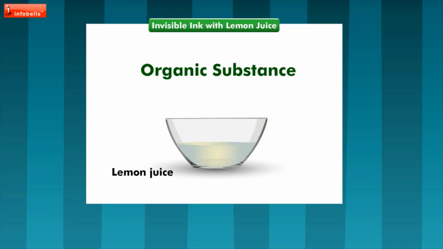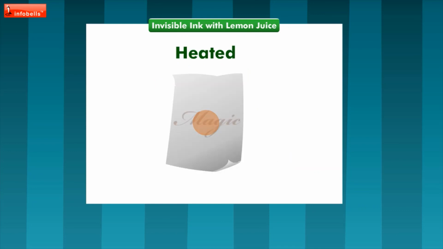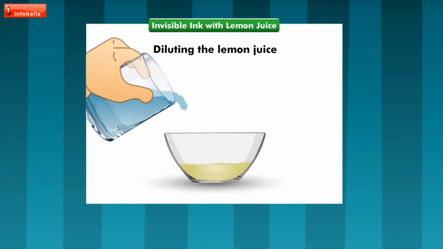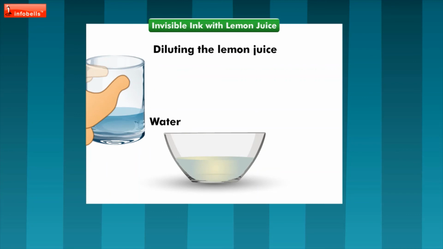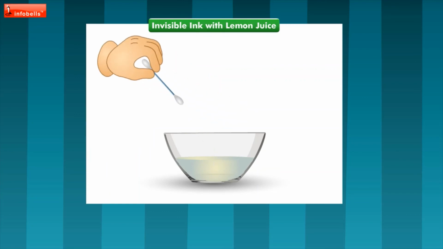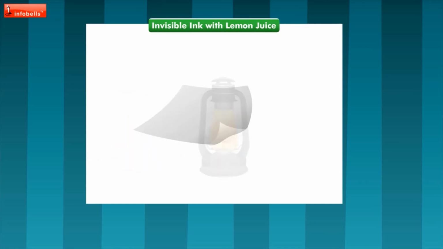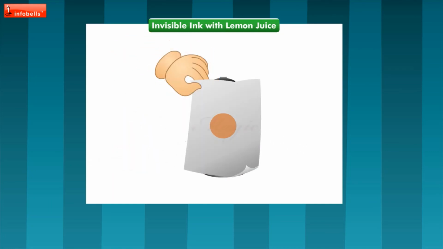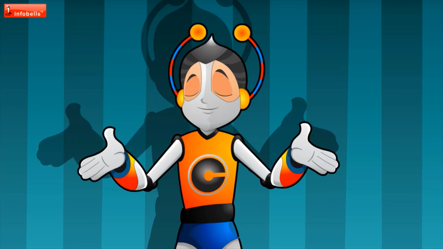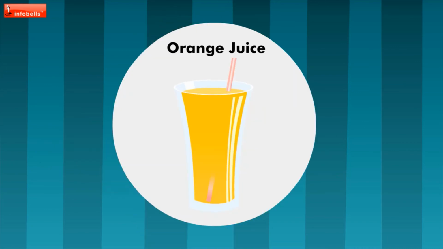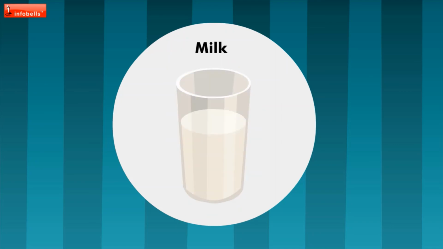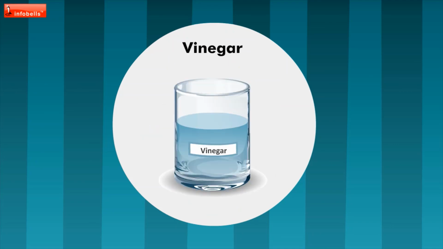Lemon juice is an organic substance that oxidizes and turns brown when heated. Diluting the lemon juice in water makes it very hard to notice when you apply it to the paper. No one will be aware of its presence until it is heated and the secret message is revealed. Other substances which work in the same way include orange juice, honey, milk, onion juice, and vinegar.